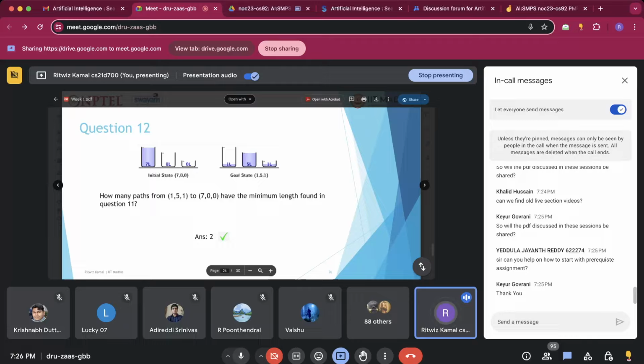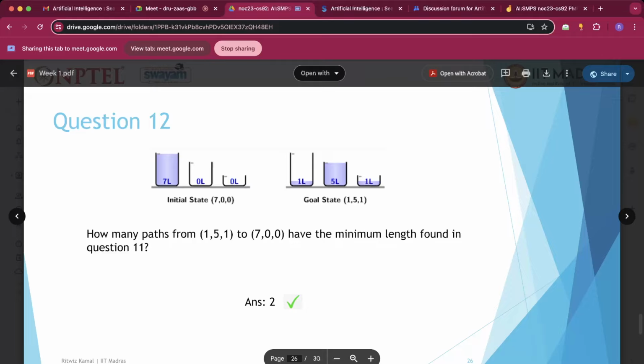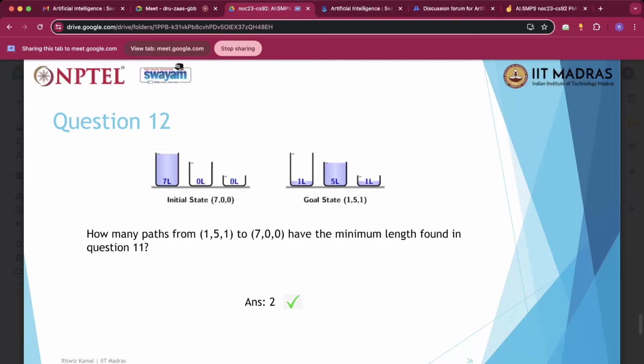And as far as I remember, once you submit the answers on the prerequisite assignment, it immediately shows what is correct and what is incorrect. So you'll get immediate feedback as well. Okay, I hope question 12 is okay to the person who had asked.